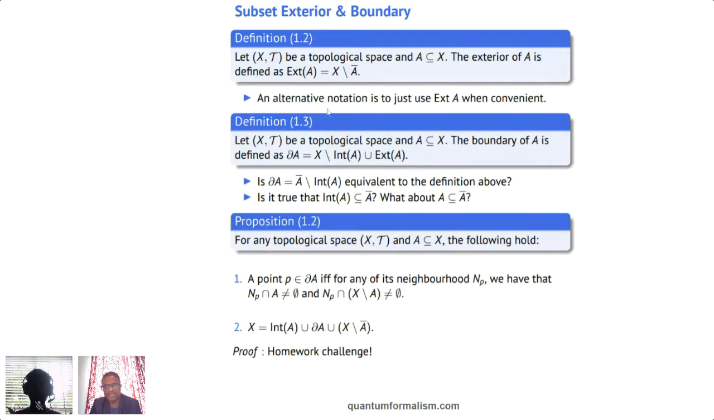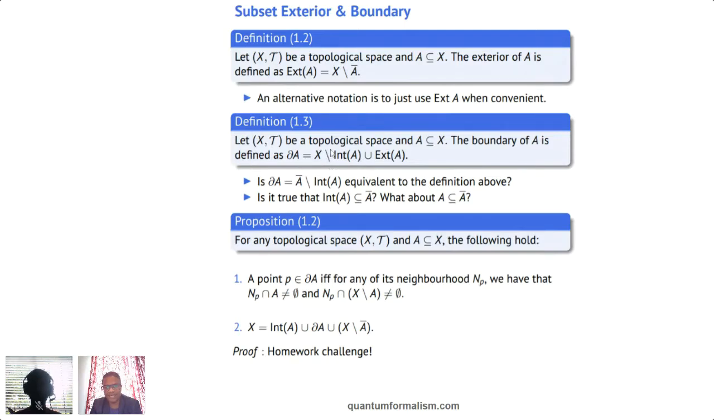Another alternative convention and notation is to use this, but again, I'm just using this because it's much cleaner. And then the boundary of A. This is where again I recommend you draw pictures. The boundary is defined like this. We can define it like this.